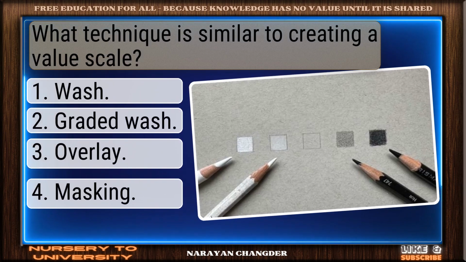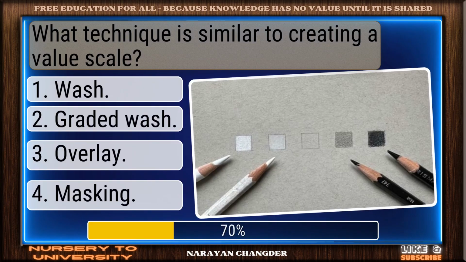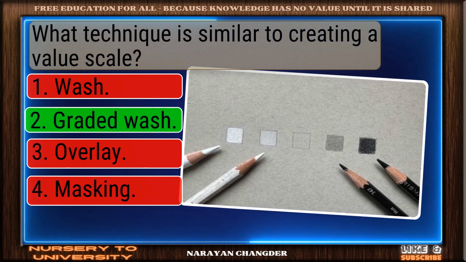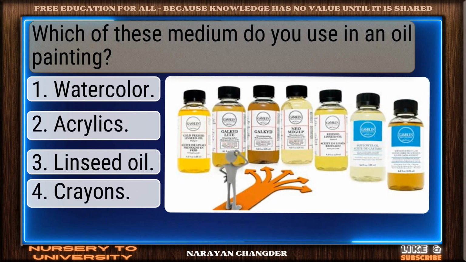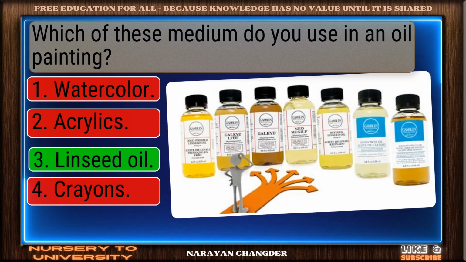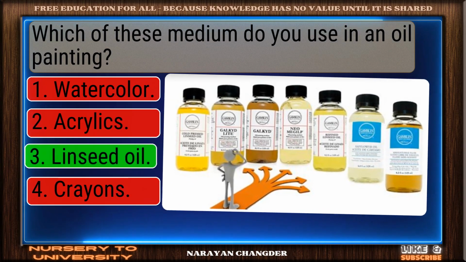What technique is similar to creating a value scale? Excellent. Graded wash is a brilliant choice. Which of these mediums do you use in an oil painting? Exactly. Linseed oil makes sense and it is the right choice.